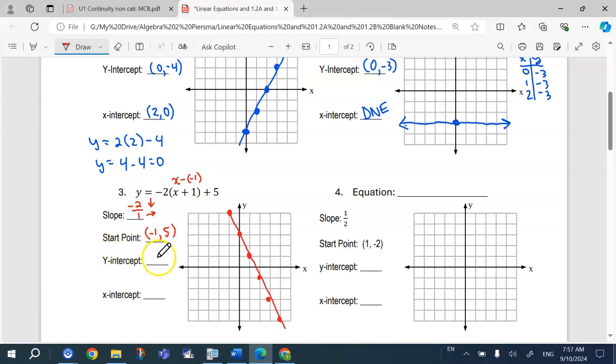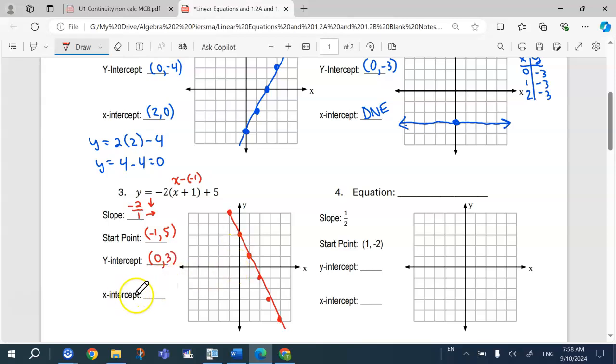And the y-intercept, I don't see it in the equation. That's something to be careful about. It's not 5. That's a common mistake of students. Instead, we should look on the graph, and we can see that it's at 3. If we couldn't see the graph, we could plug in 0 and see what happens. If you plug in 0 here, you get 0 plus 1 is 1. 1 times -2 is -2. And then when you add 5, you get 3, which is what we see in the graph. So the y-intercept is (0, 3).